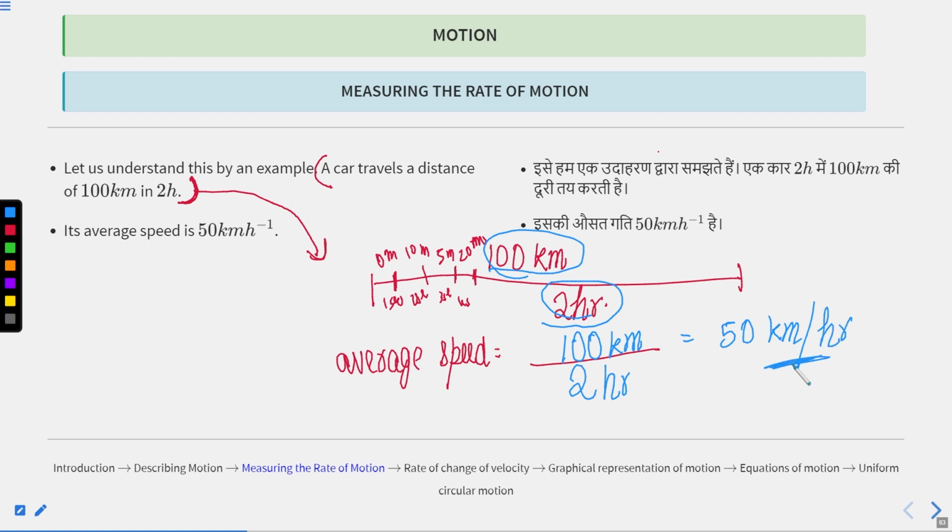Okay, so this is its average speed, but this car might not be traveling with this speed in every second, because here its speed is 0 meters per second, here its speed is 5 meters per second, here its speed is 5 by 3 meters per second. So if we check every instant, every instant has a different speed. But on average, this car is moving with a speed of 50 kilometers per hour. Is it clear, class?